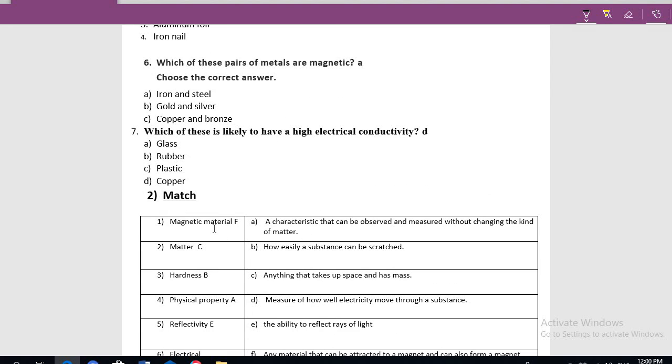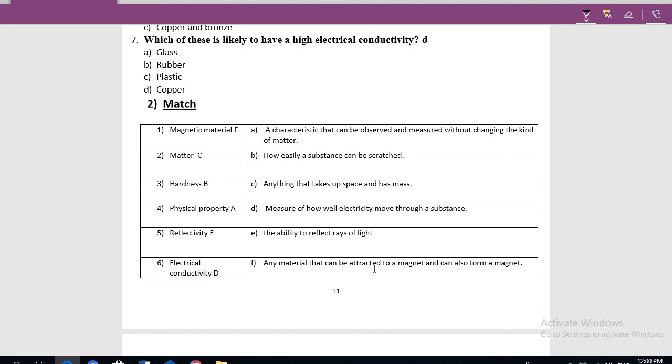Magnetic material. What is meant by magnetic material? Magnetic material means any material that can be attracted by a magnet, and can also form a magnet. Number F, matter. I said it before, matter is anything that has a mass and takes up space.